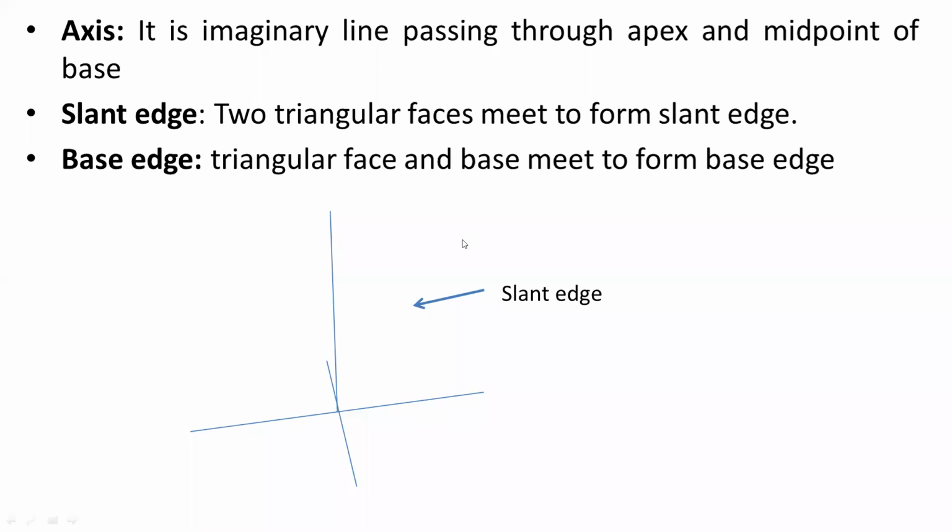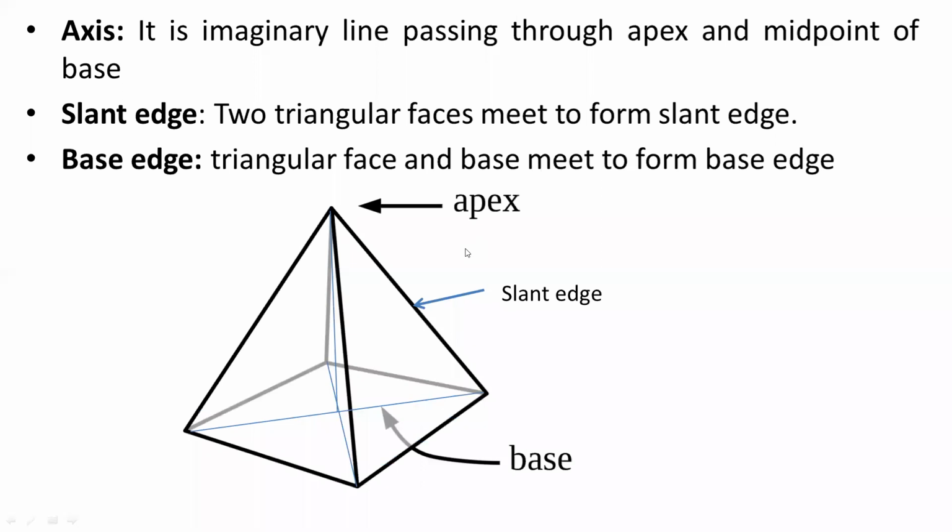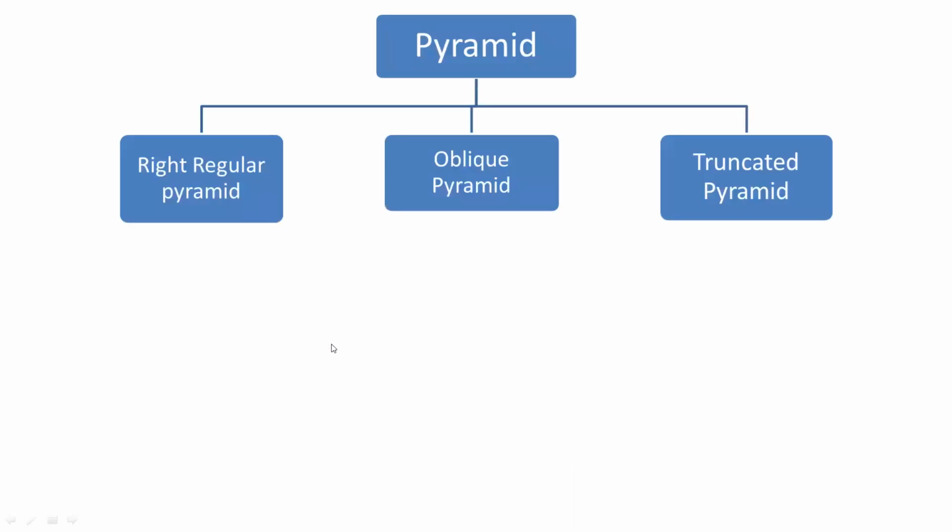So let us see all these terms with the help of the diagram. Here you can observe the apex. It is a common point for all triangular faces. Then the base. Then the next one is the slant edge. And here you can observe the imaginary line which passes through the apex and the center of the base. Okay, so that imaginary line is nothing but the axis of that pyramid. Now the pyramid has three types, similar to the prism. It is a right regular pyramid, then the oblique pyramid, and the truncated pyramid. Okay.